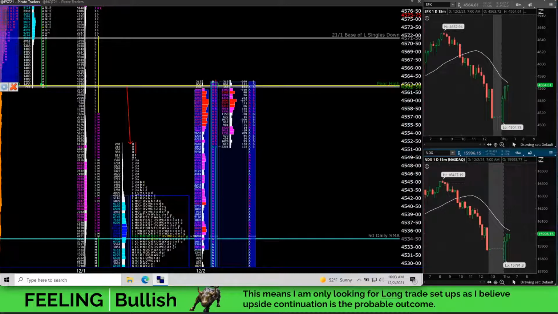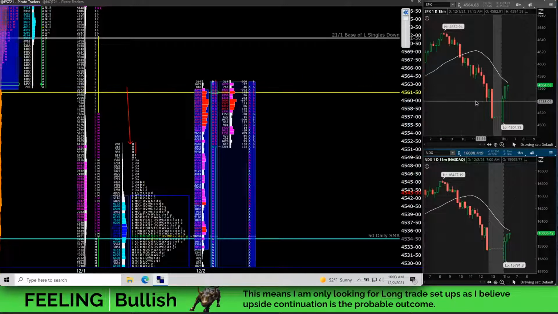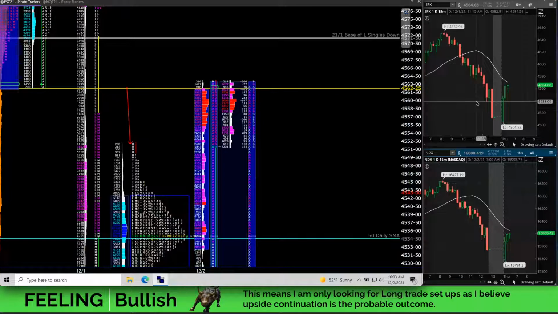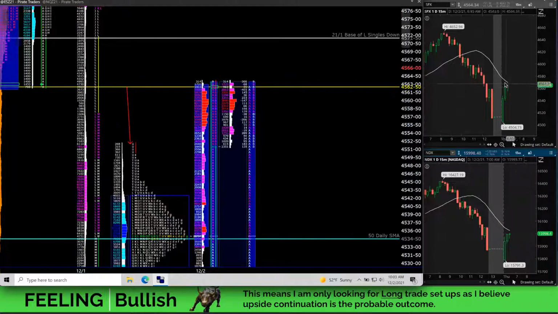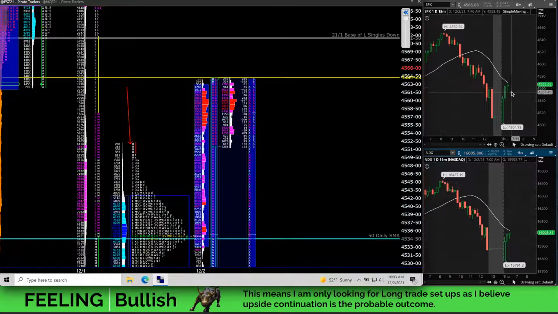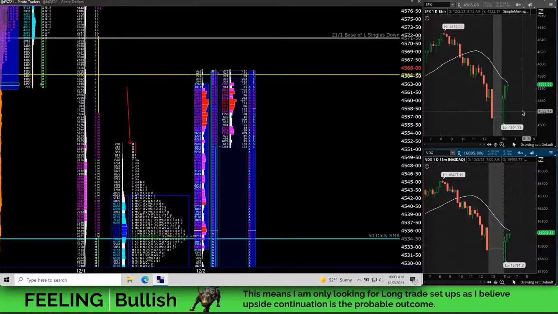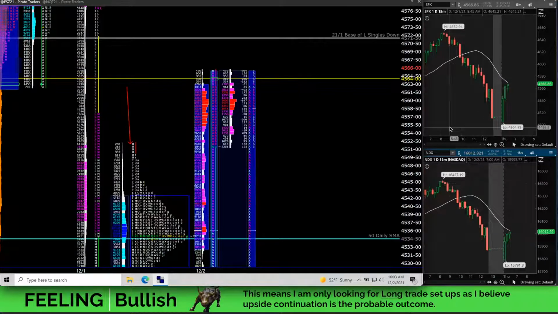All right, there's the repair of the poor high. Still working our way back, filling those single prints from yesterday. Looking for some potential resistance right at the base, 71.50. Looks like that's about where we'll bump into the 20 moving averages as well, which could potentially act as resistance.